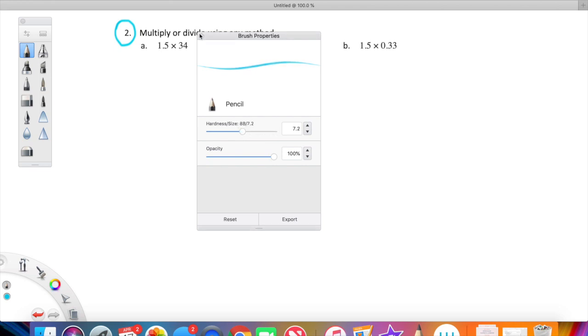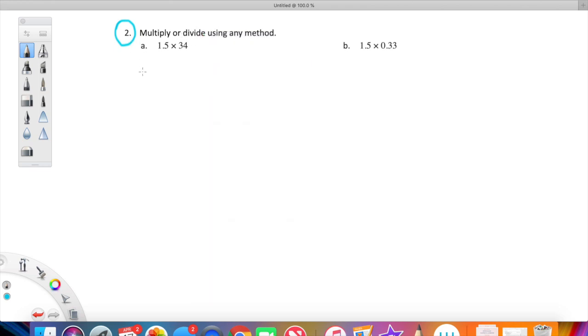Multiply or divide using any method. I'm going to remind you of the method we learned when dividing numbers that have decimals in them. We can rename them in unit form. 1.5 is 15 tenths, and 34 is 34 ones. Remember doing this unit form?